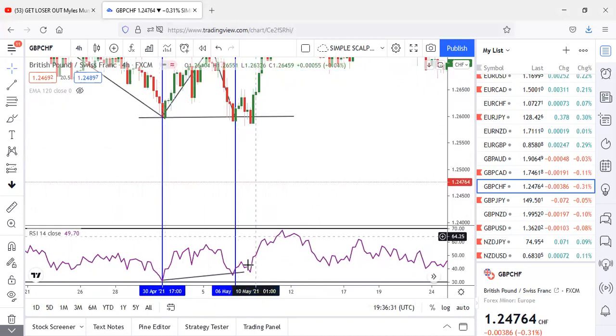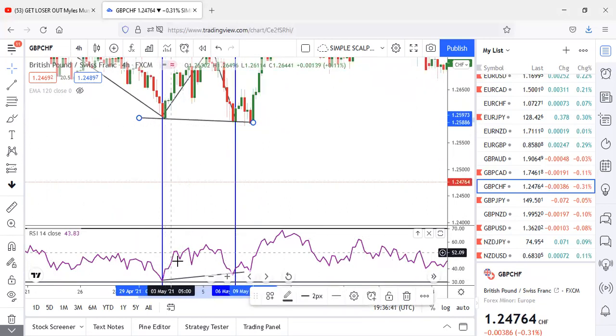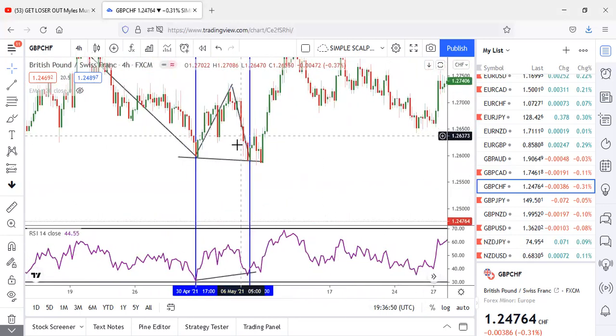All right. So look at it. Is this a perfect divergence or not? Look, price is giving a lower low, while RSI is giving a higher low. I hope this is very, very clear. This is a very perfect divergence. Divergence is when you have lower lows on price and higher lows on the indicator. This shows that we should expect a price reversal right here.